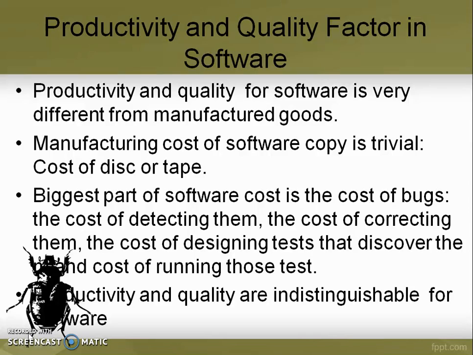Productivity and quality factor in software. Productivity and quality for software is very different from manufactured goods. The manufacturing cost of a software copy is trivial, just the cost of the disk or tape. The biggest part of software cost is the cost of bugs: the cost of detecting them, the cost of correcting them, the cost of designing tests that discover the bugs, and the cost of running those tests. Productivity and quality are indistinguishable for software.